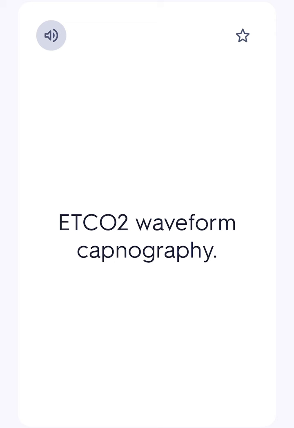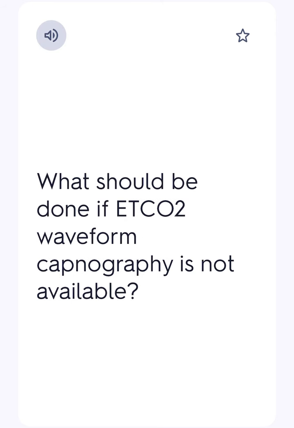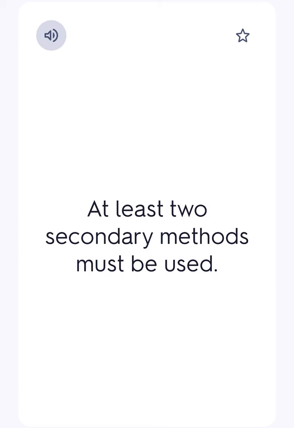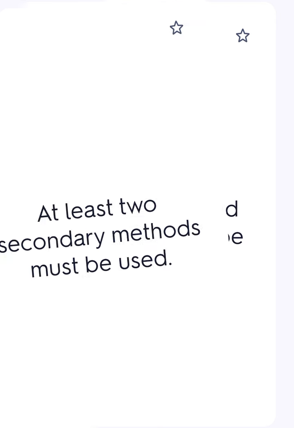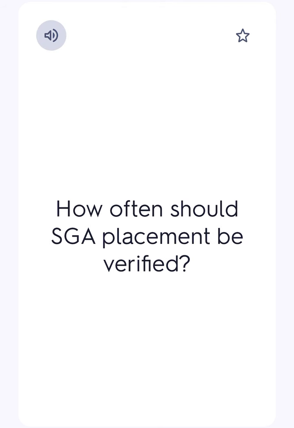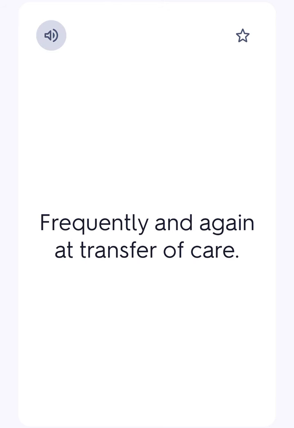ETCO2 waveform capnography. What should be done if ETCO2 waveform capnography is not available? At least 2 secondary methods must be used. How often should SGA placement be verified? Frequently and again at transfer of care.